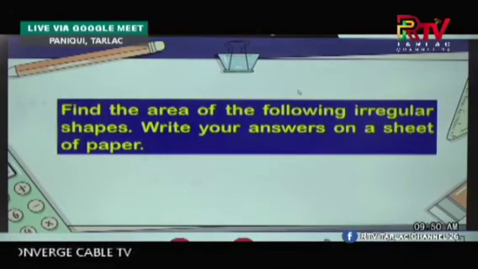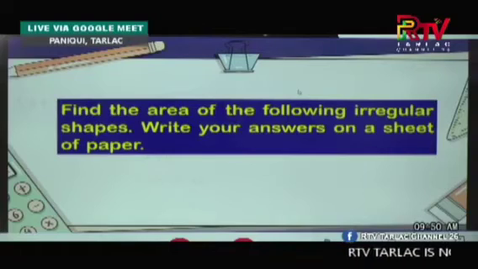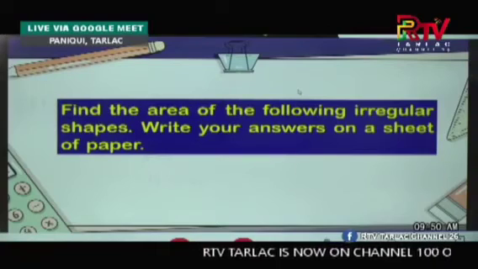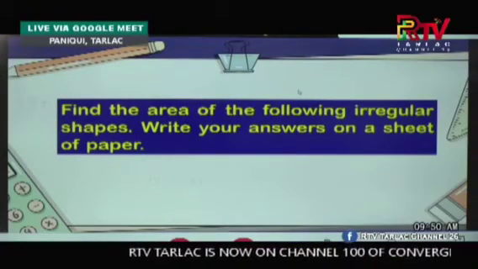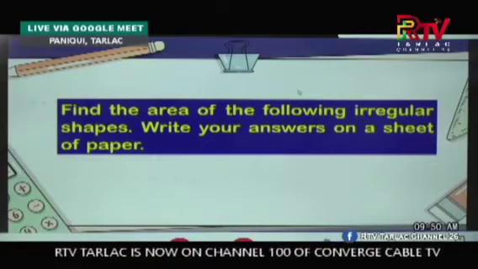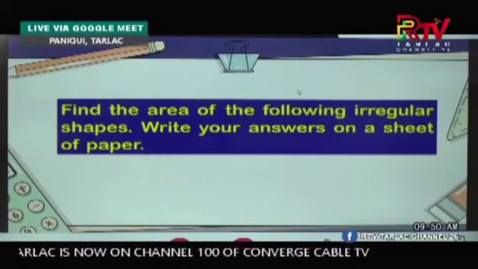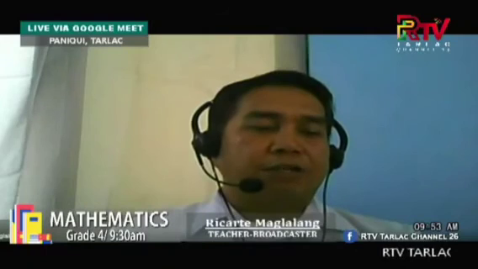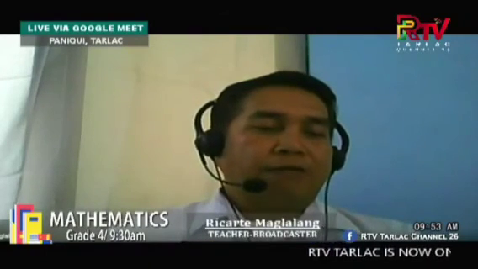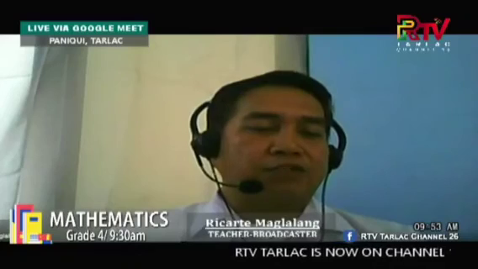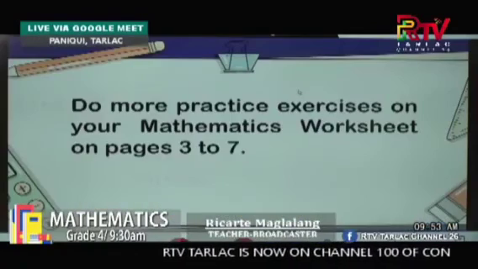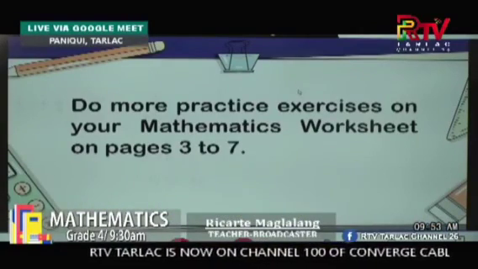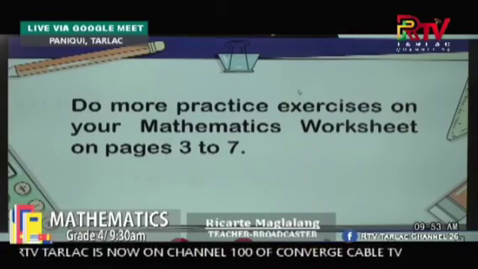Let's do the following activity. Here is the direction. Find the area of the following irregular shapes. Write your answer on a sheet of paper. Again, find the area of the following irregular shapes. Write your answer on a sheet of paper. For figure 1, know that you have answered most of the items correctly. For your mastery of the lesson we have discussed today, do more practice exercises on your mathematics worksheet on pages 3 to 7.